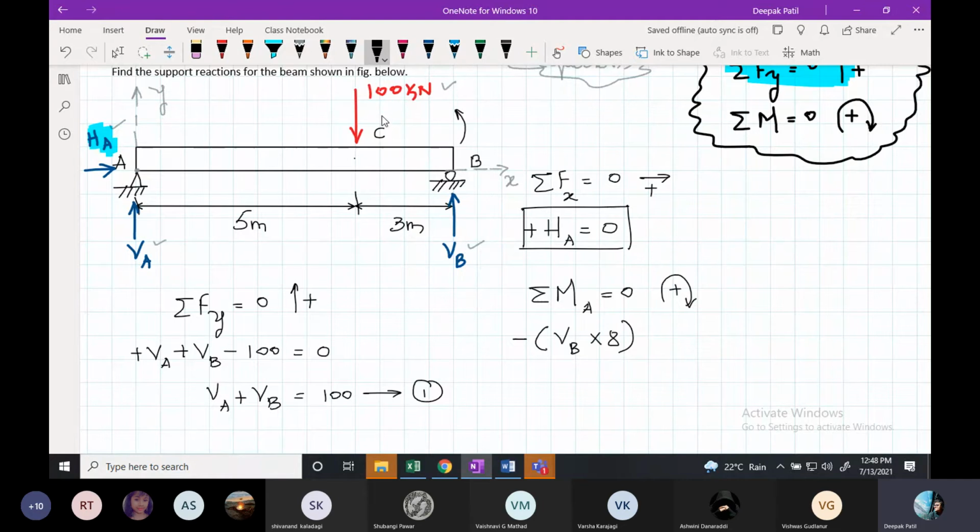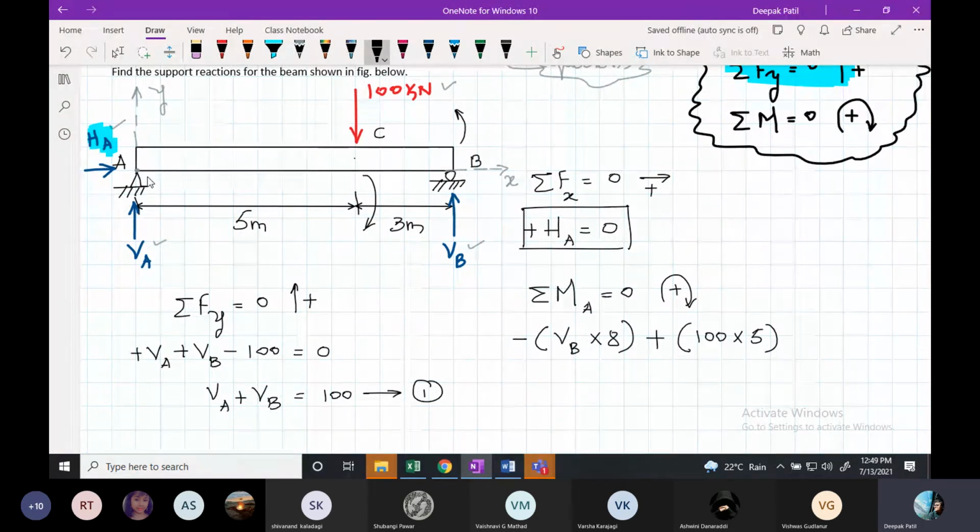Now come to 100 kilonewton. The force is 100 multiplied by the perpendicular distance, which is 5. And if you see, 100 at A will cause a clockwise movement, so it should be considered as plus.